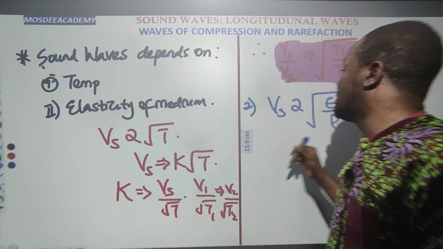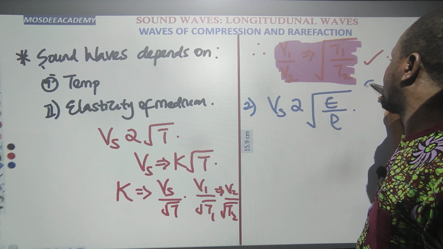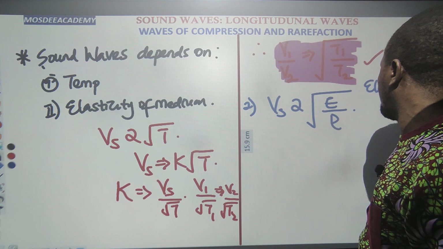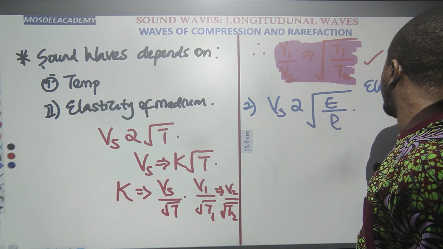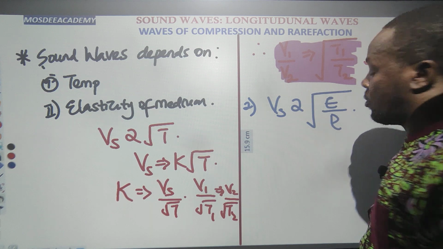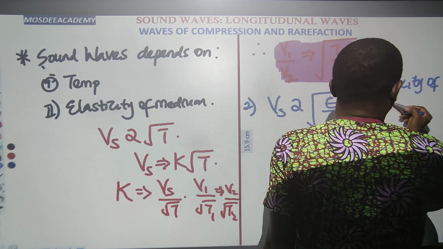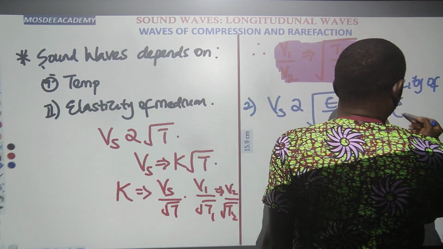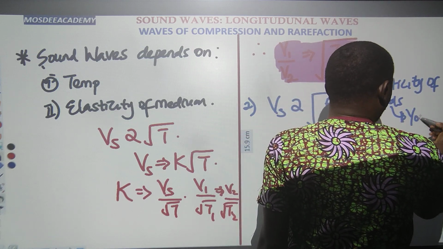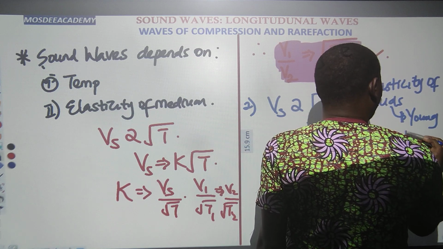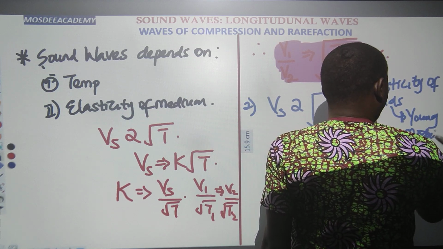Now, elasticity of the medium, now we can say elasticity of solids. When we refer to solids, so when we talk about elasticity of solid, we talk about a constant we call Young modulus. And that is why I said you need to keep a lot of things in mind from junior classes.